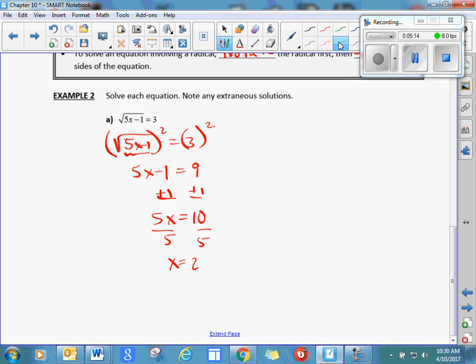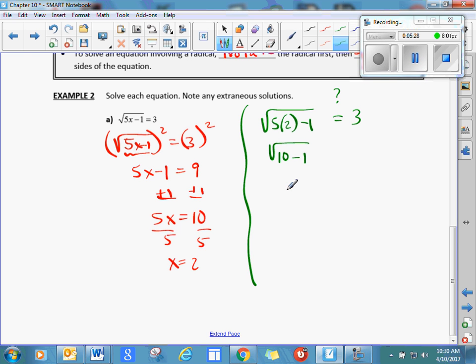But now I'm going to go back and check and make sure this really works when I plug it in to the original equation. So 5 times 2 minus 1, when you clean all that up, does that really equal 3? Well, 10 minus 1, that's 9. And yes, the positive square root of 9 is 3. So this answer checks, and we're good to go.